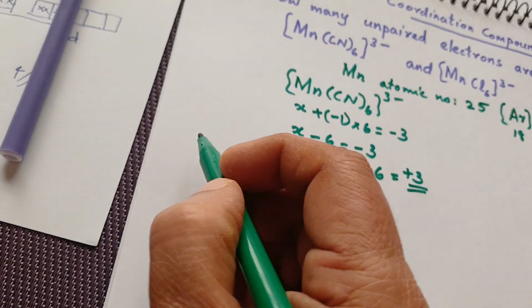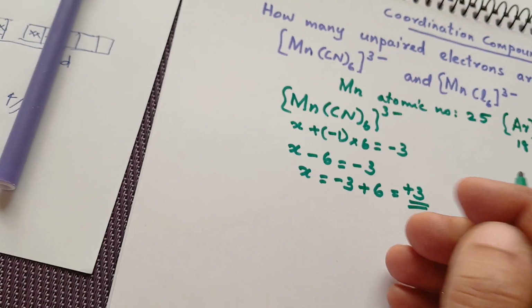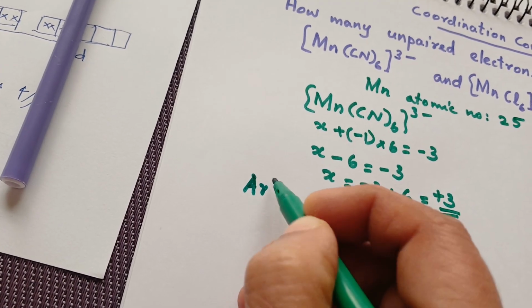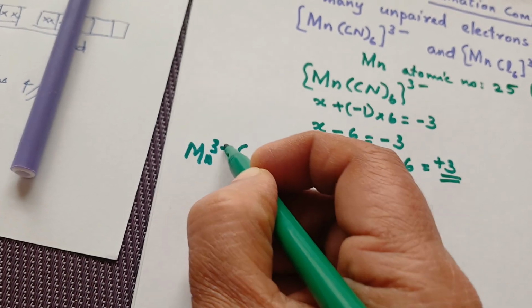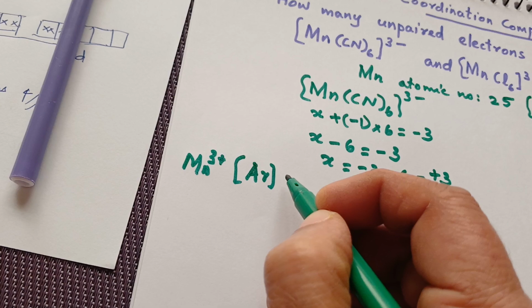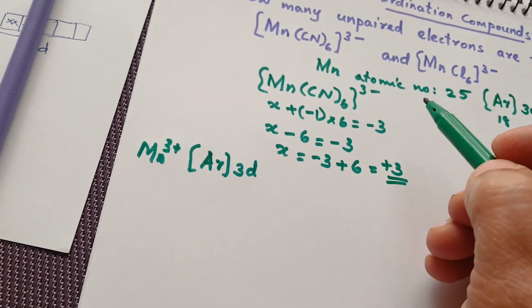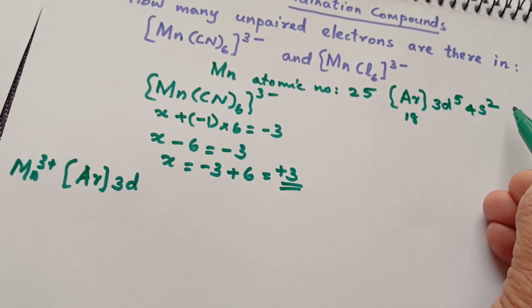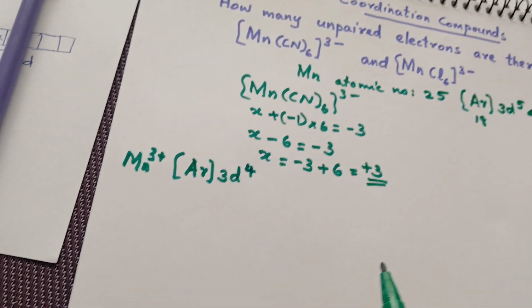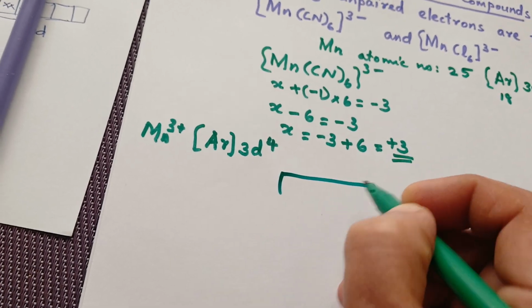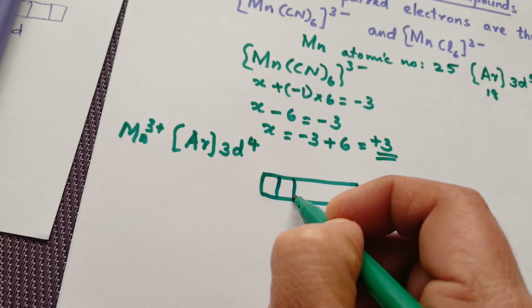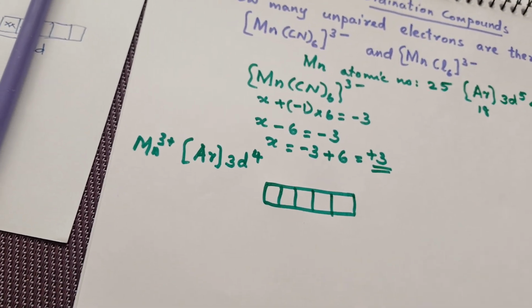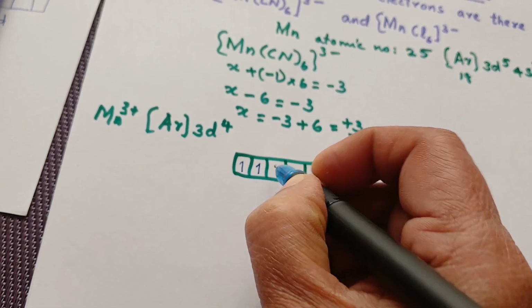Now, the new electronic configuration: plus 3 means 3 electrons are lost from these 25 electrons of manganese. So Mn3+ can be represented as argon, 3d and 4s were there. It was 3d5 4s2. So 2 electrons from the 4s orbital and 1 from 3d will go. That means it will have 3d4 configuration. So let us draw the d orbitals 1, 2, 3, 4, 5. These 4 electrons we can place in the d orbitals as 1, 2, 3, 4.